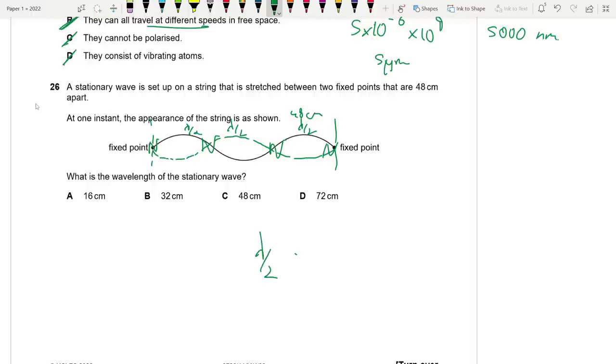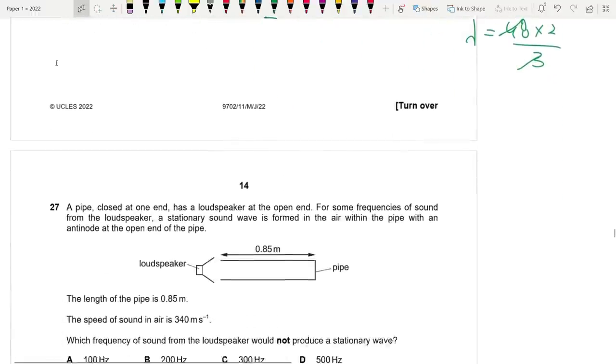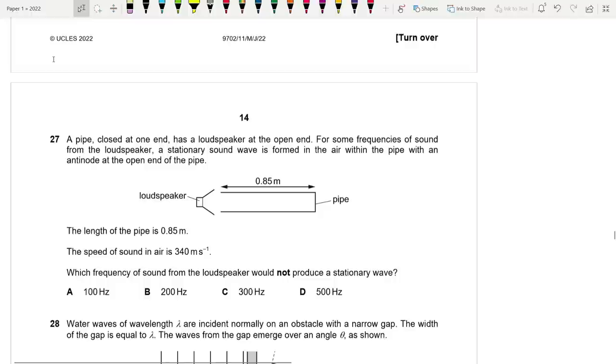So 3 lambda by 2s. If they're added up, we get 3 lambda by 2. So 3 lambda by 2 is equal to 48 centimeters. Lambda is equal to 48 times 2 by 3. 16 times 2 is 32. 26 is B, 32 centimeters. Very important. We don't have much left.